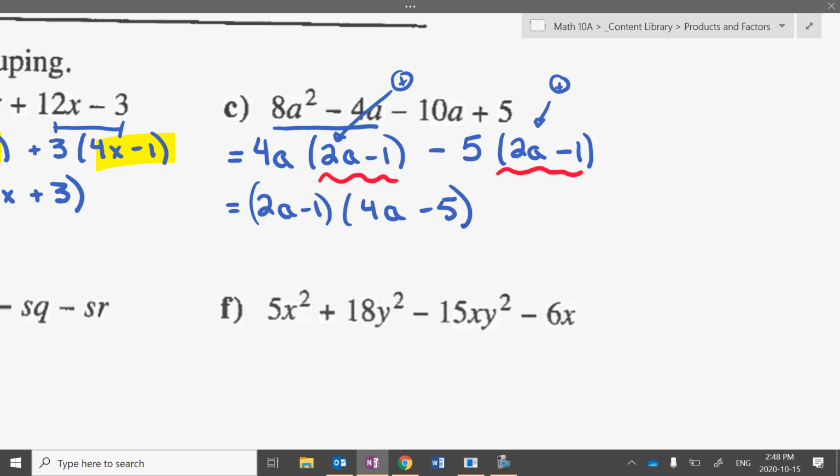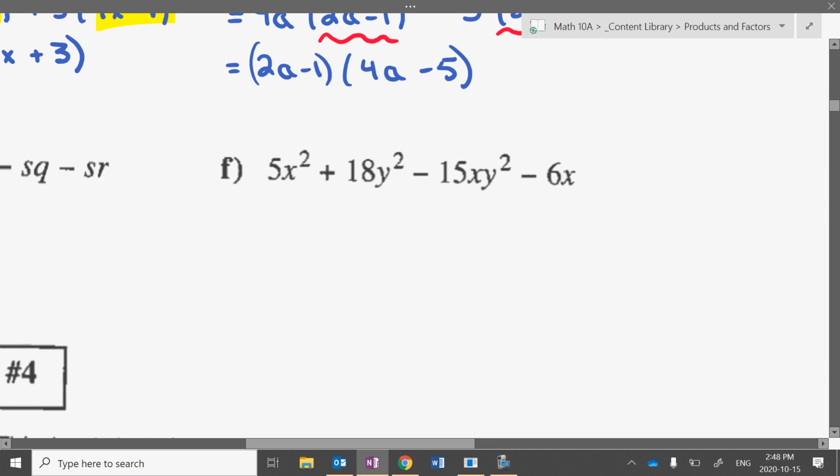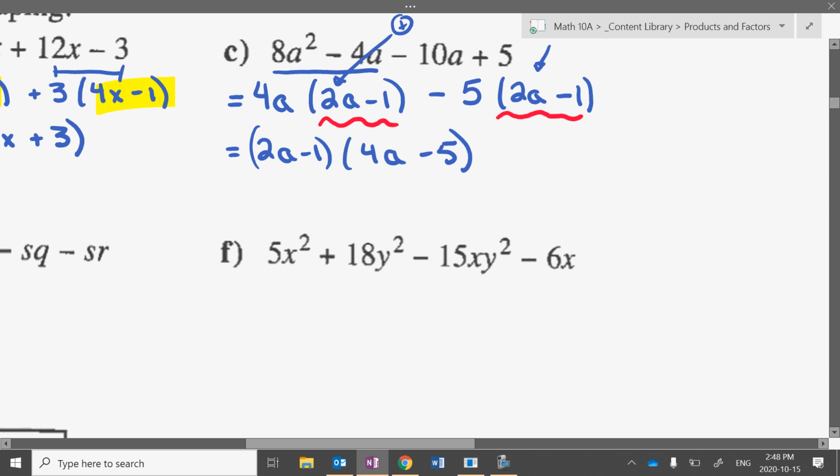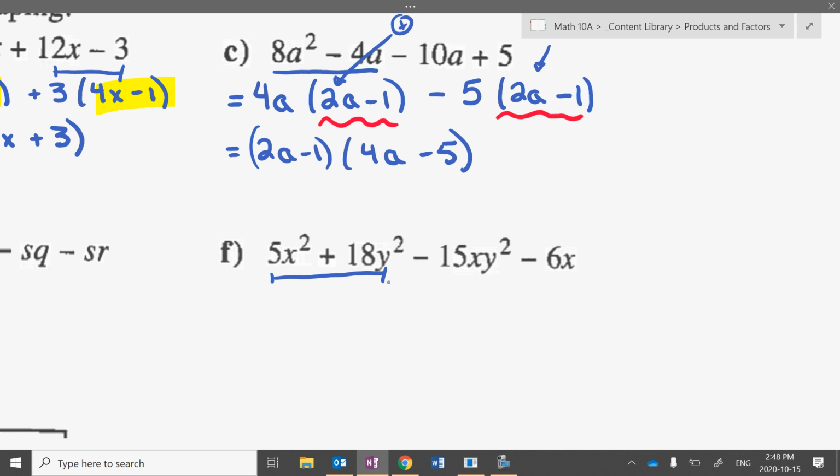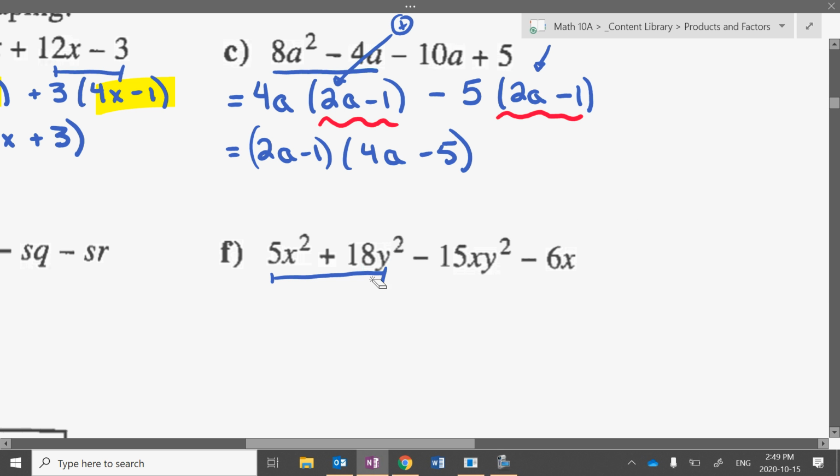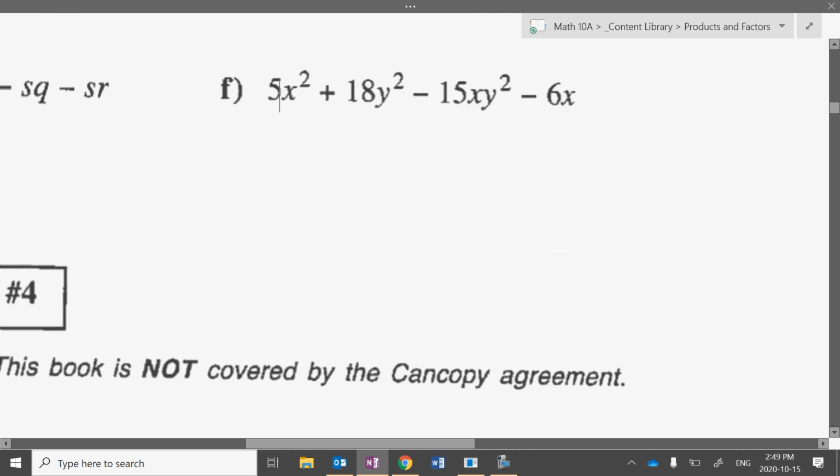Okay, let's look at F. That will be our last one. F, when we look at it, if I look at my first 2 terms, there's nothing common. Can I reorder this one to find something common? Yes, yes, you guys can do this.